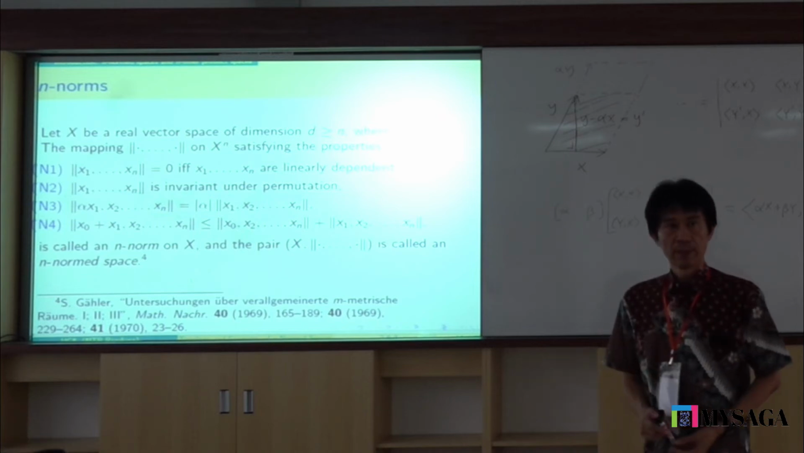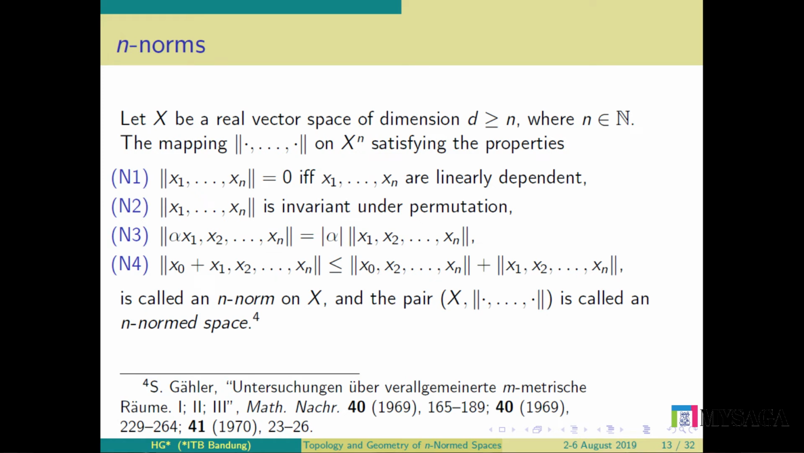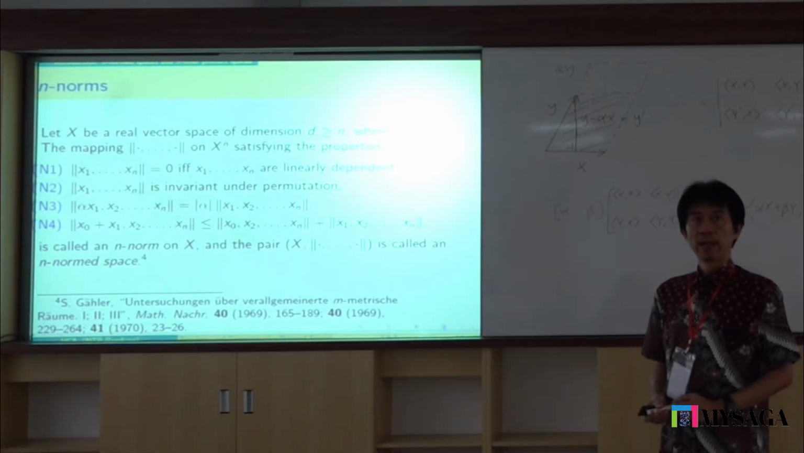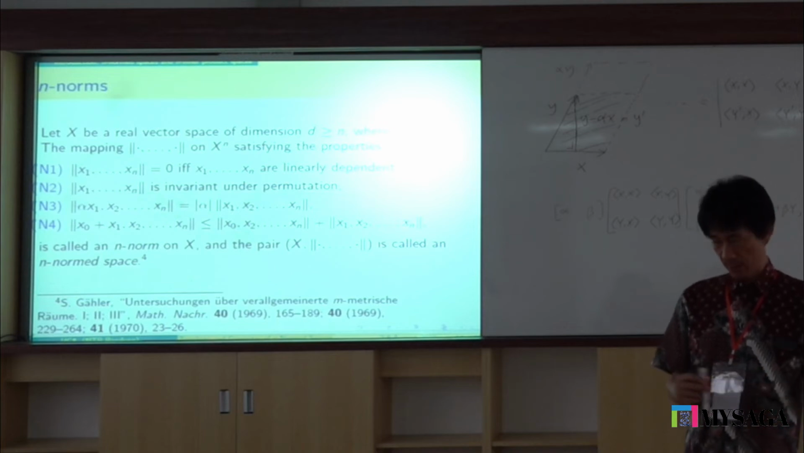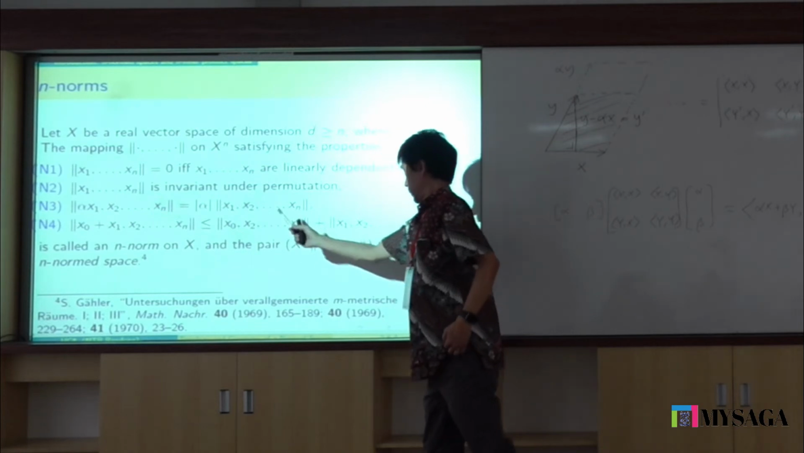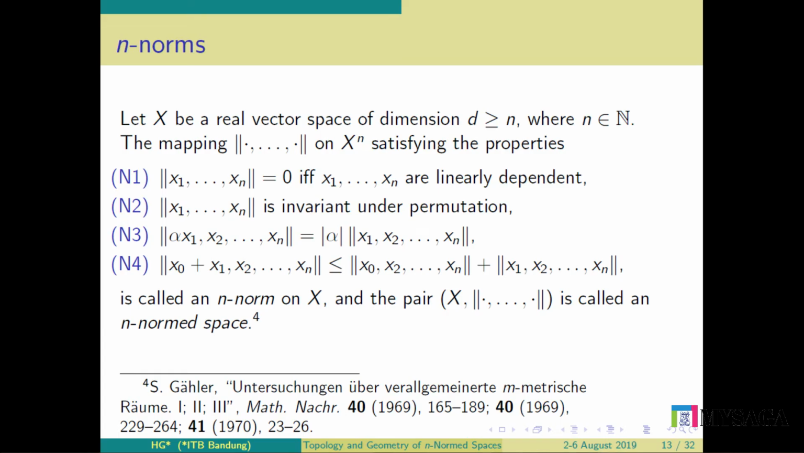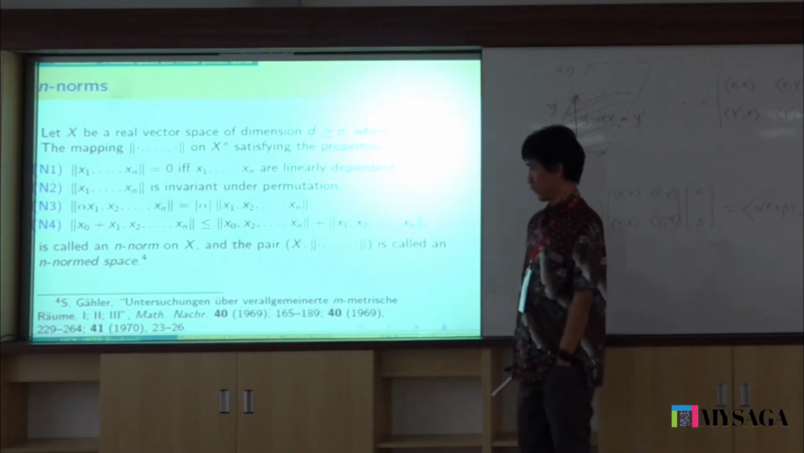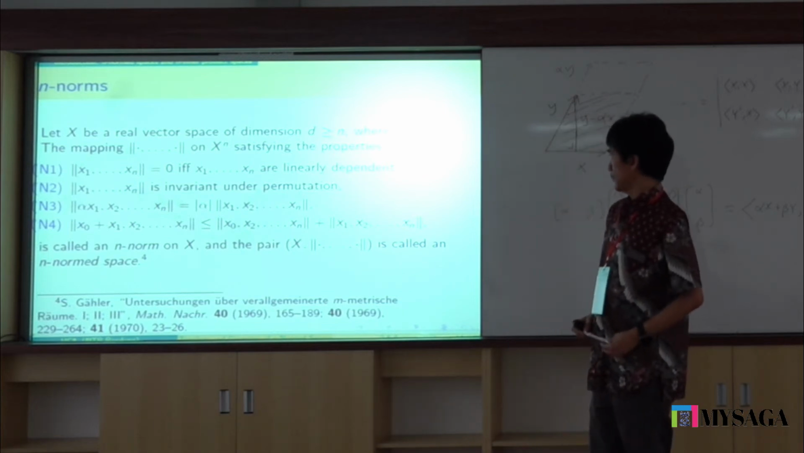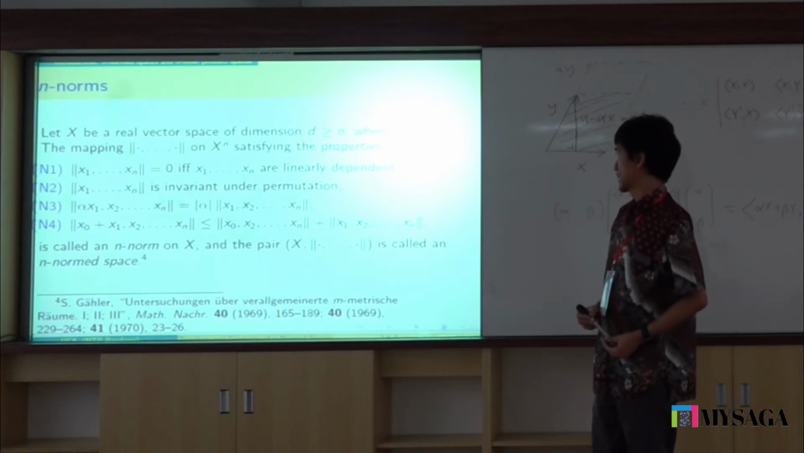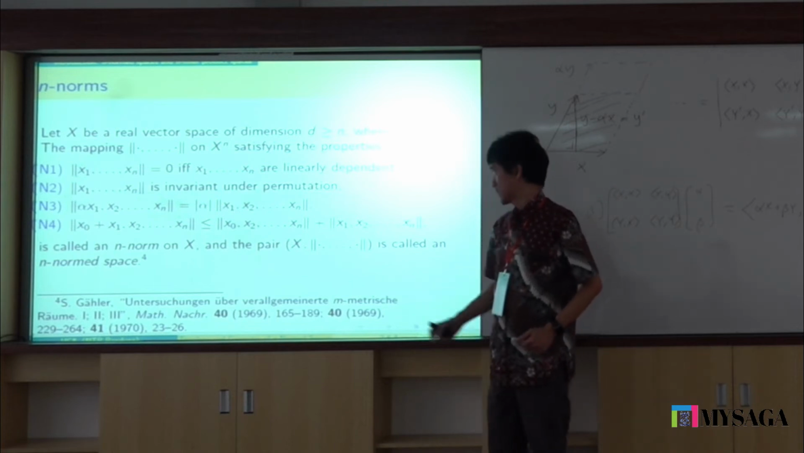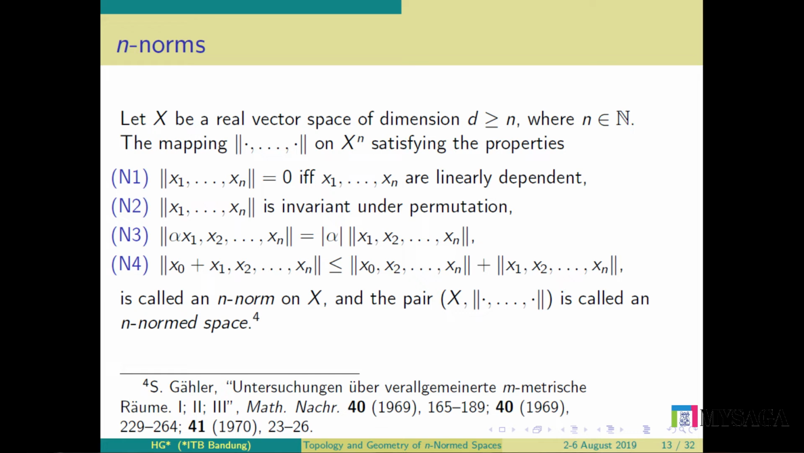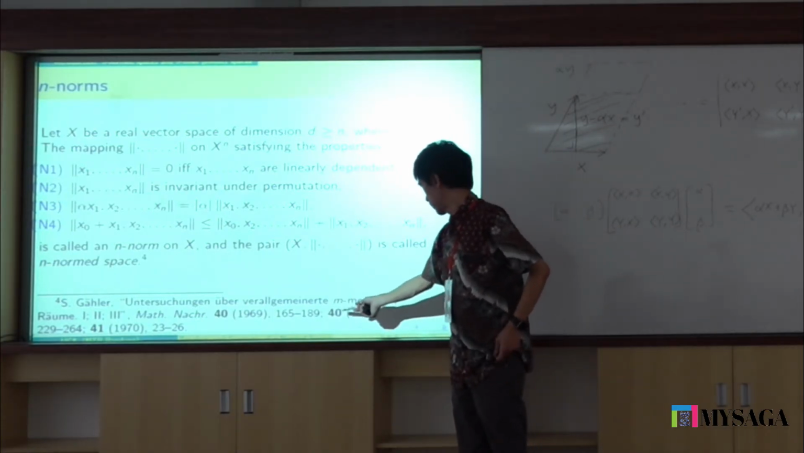And the fourth one is the triangle inequality. If one vector is the sum of two vectors, then the volume will be less than or equal to the sum of the volumes of the two parallelepipeds. One is spanned by the first vector with all the other vectors the same, and the second by the second vector, and then the same vectors x2 up to xn. So this function is called an n-norm, and the pair is called an n-norm space. Gähler wrote this in three consecutive papers in 1969 and 1970. The first two papers appear in the same volume, 40.